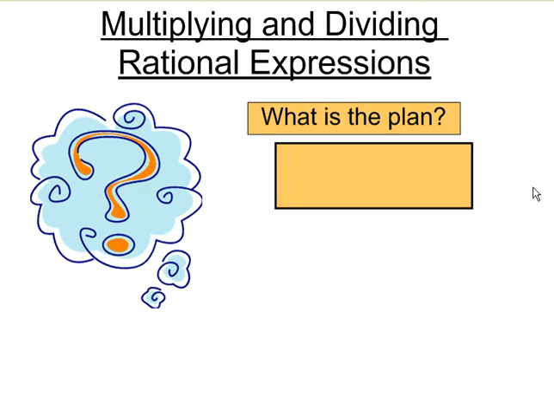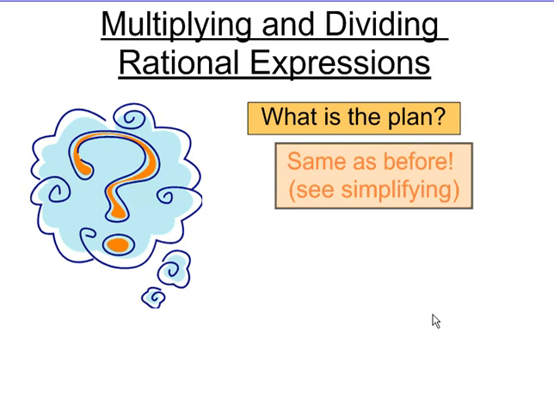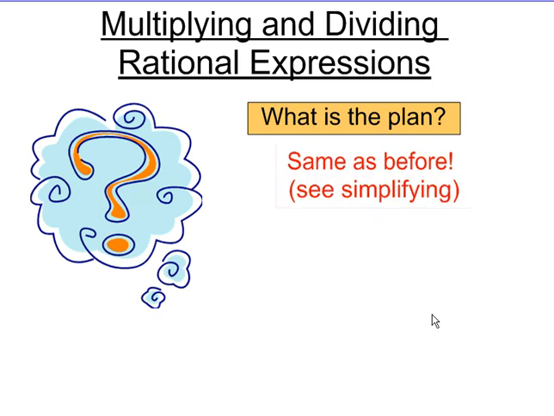When we simplified fractions, our plan was to factor out the greatest common factor, then look at things to cancel. Look at binomials, look at variables, look at the constants. And so basically, for multiplying, we're going to keep that same plan. We're still going to factor out the greatest common factor and then cancel where we can.